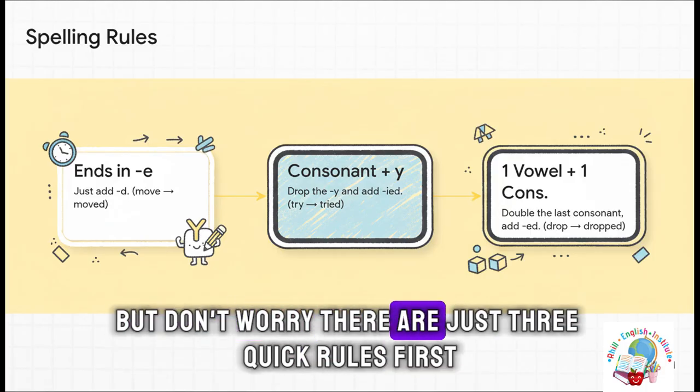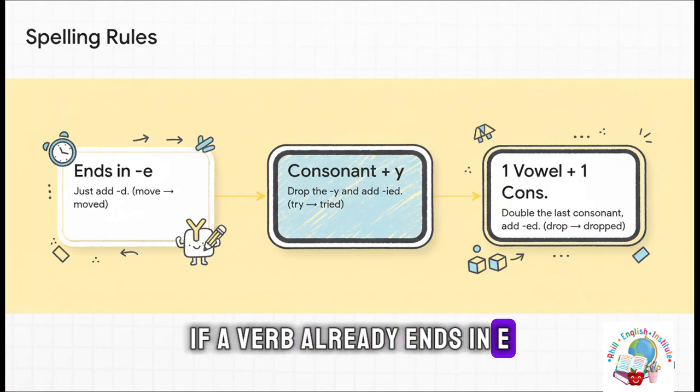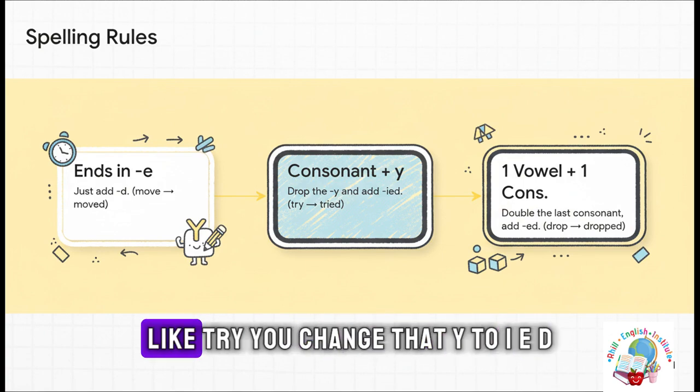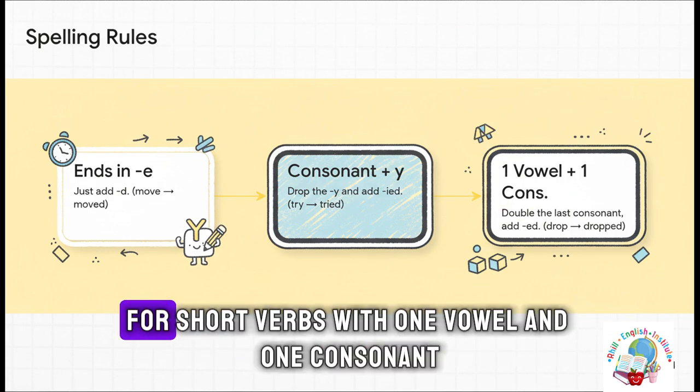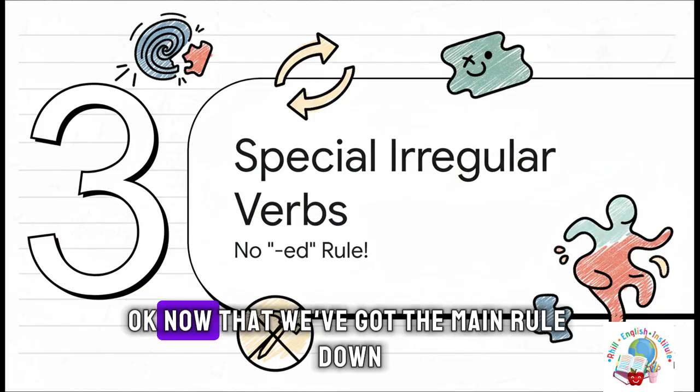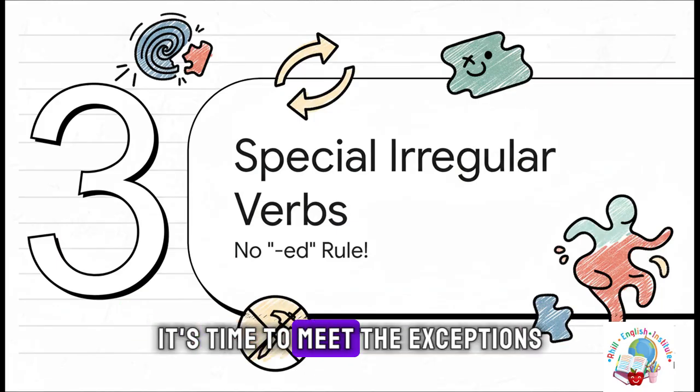Now, of course, English spelling has a few little tricks, right? But don't worry, there are just 3 quick rules. First, if a verb already ends in E, like move, you just add a D. Easy. Second, if it ends in a consonant plus Y, like try, you change that Y to IED. And finally, for short verbs with one vowel and one consonant, like drop, you double that last letter before adding ED.